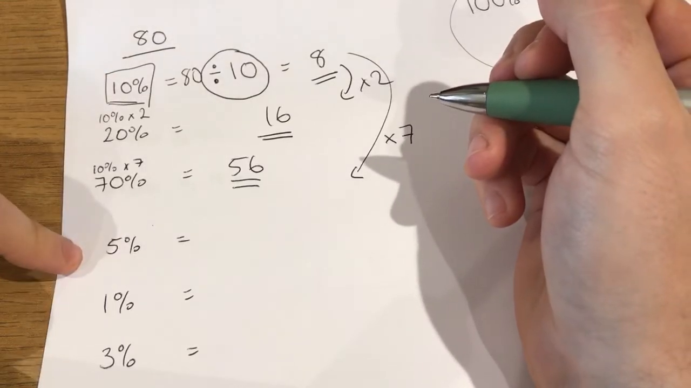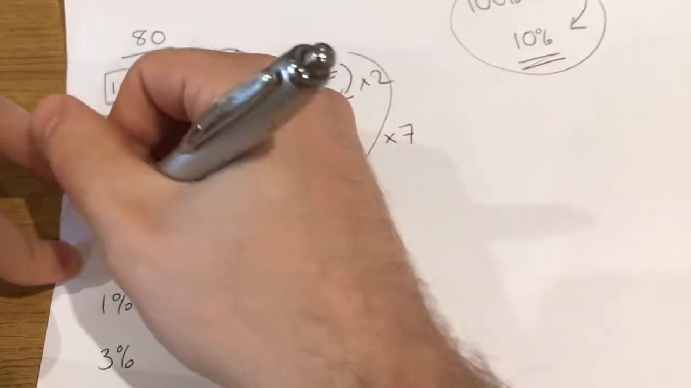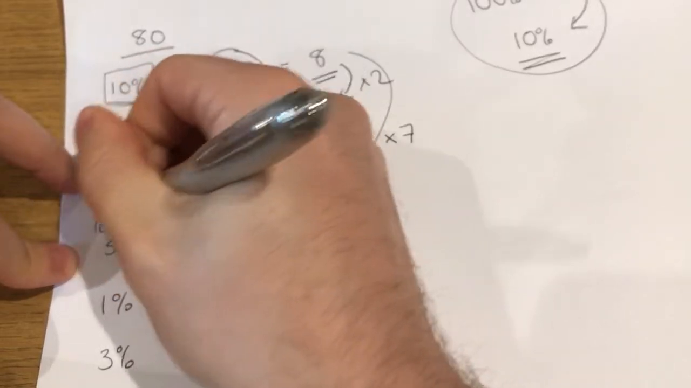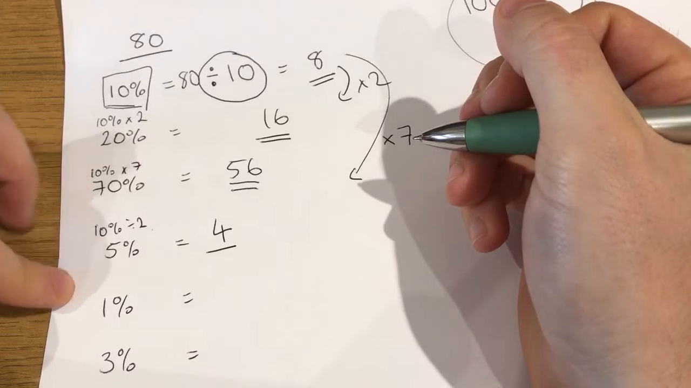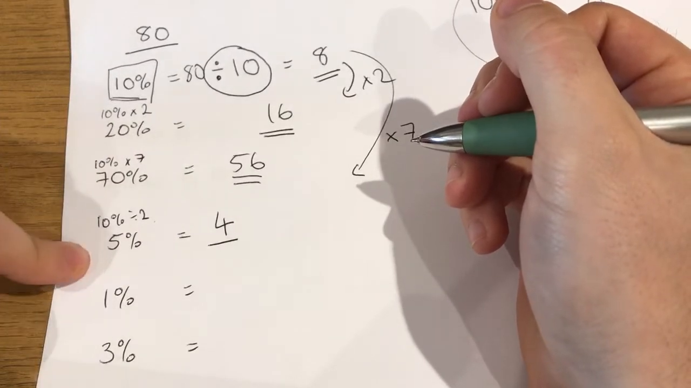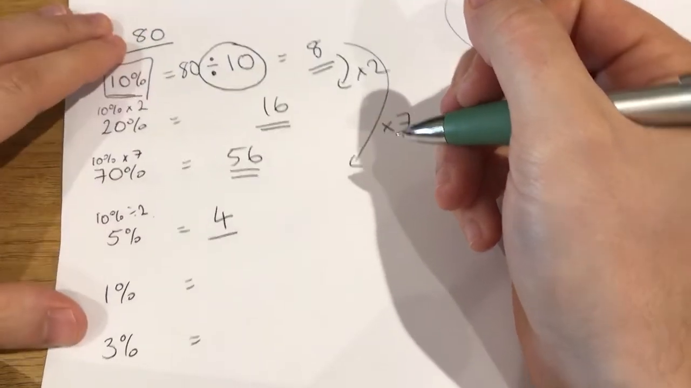Just a quick note on 5%. You may realise that you could just half 10% to get that, 4. There is a slightly more long-winded way by finding 1% and timesing it by 5, but I just thought I'd put that in as a little mention.